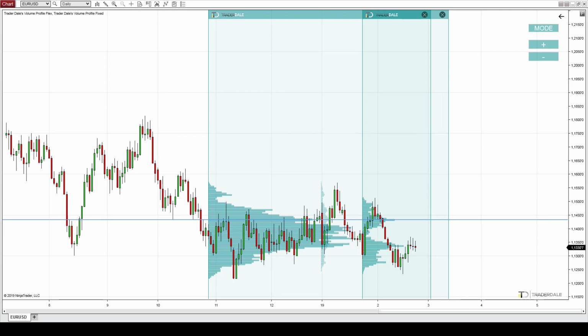Alright guys, so that's it for the weekly trade ideas for this week. I hope you like them, I hope you find them inspiring and useful.